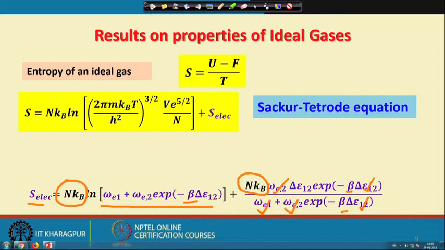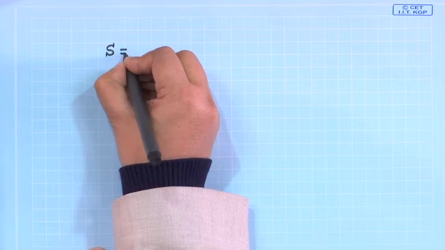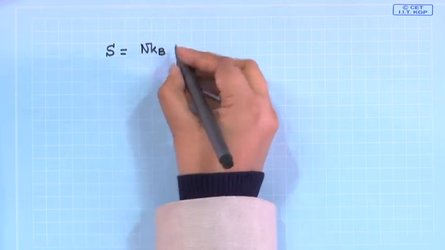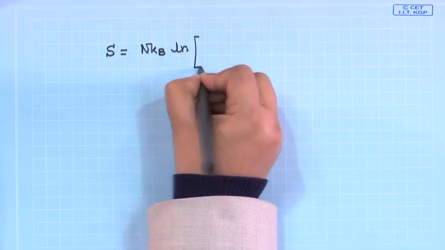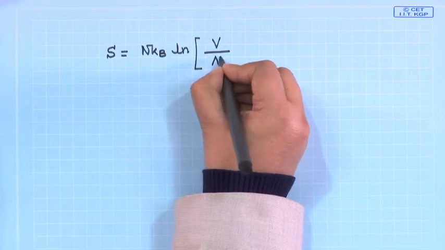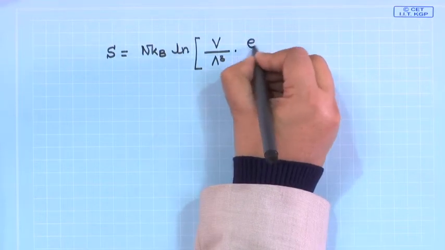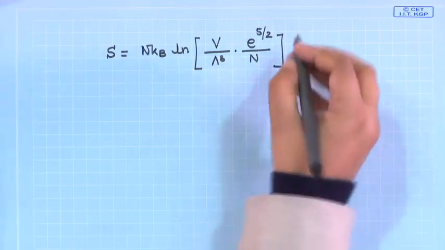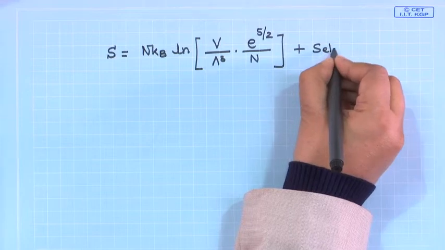Now, once I understand what S electronic is, in order to be able to use the Sackur-Tetrode equation, I would like to simplify it a little bit, and this is what I shall be doing. Instead of writing out specifically the total expression for the entropy, I can very easily write down the entropy as V by lambda cubed into e to the power of 5 by 2 divided by N, this plus S electronic as I have shown here.